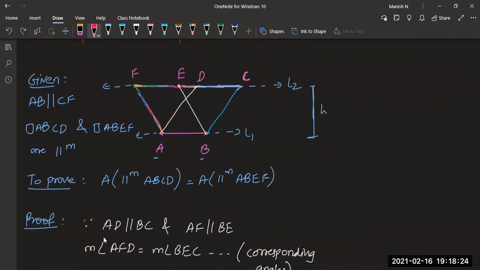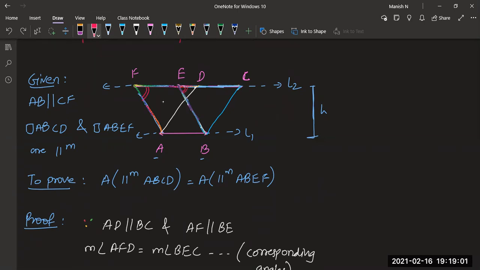So we said that since AD and BC are parallel, and AF and BE are also parallel, as you can spot in the diagram, these both are parallel because it is given that ABEF is a parallelogram. So we would say measure of angle AFD, as you can spot here in the diagram, should be equal to measure of angle BEC.